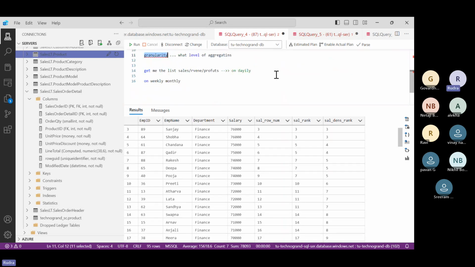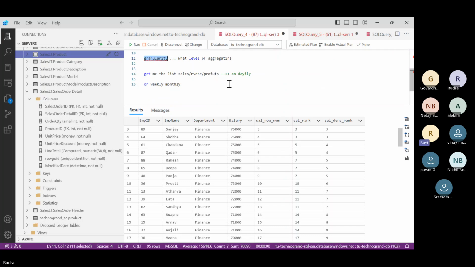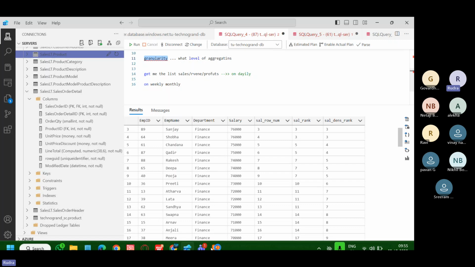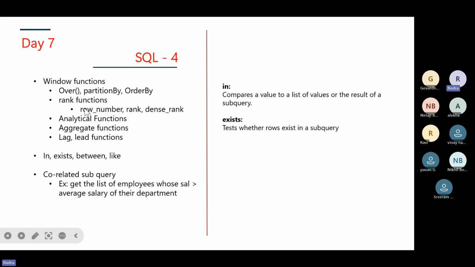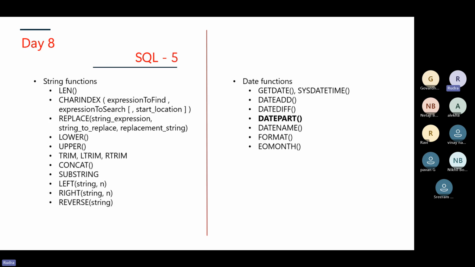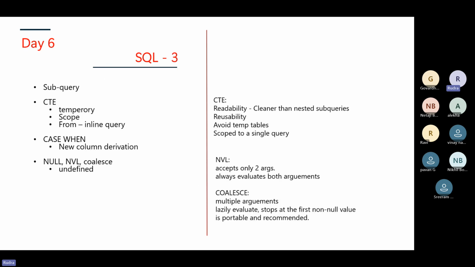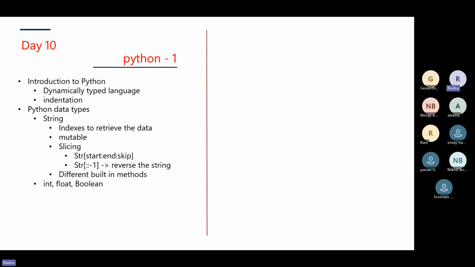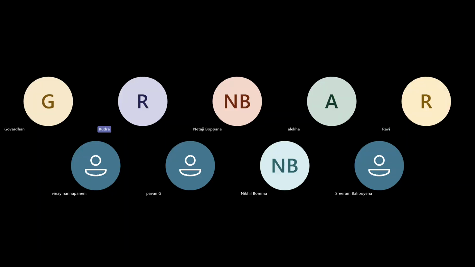So any questions for me? Maybe I'll stop here for today, and tomorrow I'll continue with analytical functions, aggregate functions, and then correlated subquery is a small topic. Constraints we have discussed. Maybe I'll try to finish this SQL by tomorrow, and then we'll start with Python. If no questions, I'll stop here. Okay, then. Thank you.